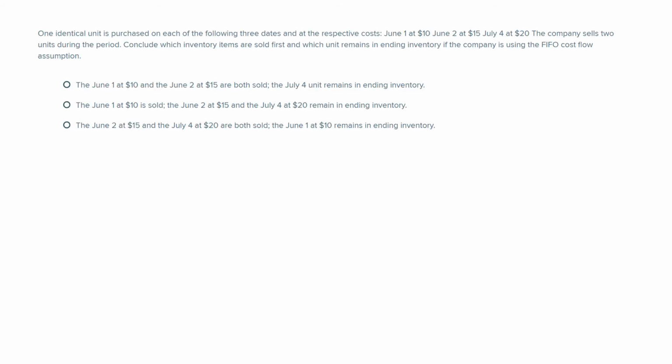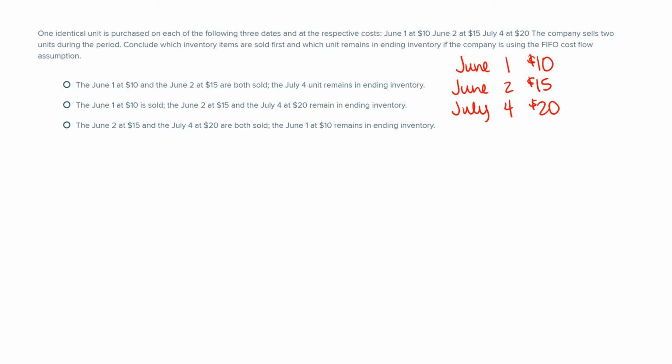FIFO examples. One identical unit is purchased on each of the following 3 dates and at the respective costs: June 1st at $10, June 2nd at $15, and July 4th at $20. The company sells 2 units during the period.